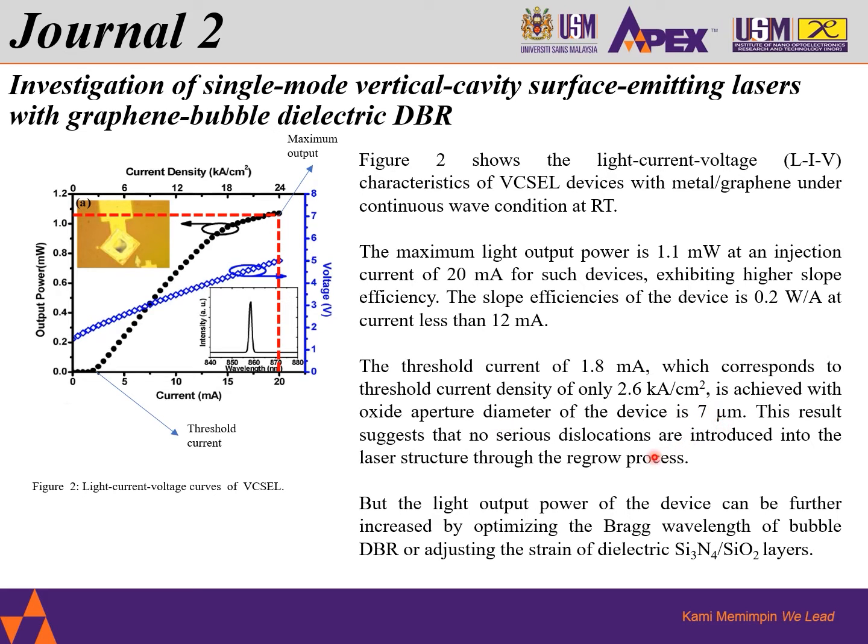This result shows that no serious dislocations are introduced into the laser structure through the regrowth process. The light output power of the device can be further increased by optimizing the Bragg wavelength of the bubble DBR or adjusting the strain of the dielectric layer.